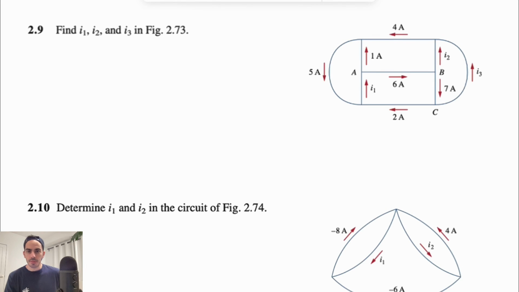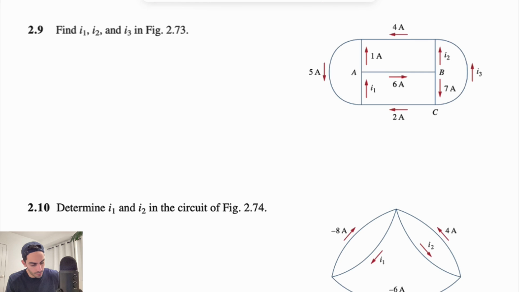Alright guys, welcome back. We're going to be solving two more questions from the second chapter of Fundamentals of Electric Circuits. In this one, we are going to go through the concept of Kirchhoff's law, and we're going to use it in these two questions. Let's get started. In the first one, we need to find I1, I2, and I3 in the figure on the right-hand side.